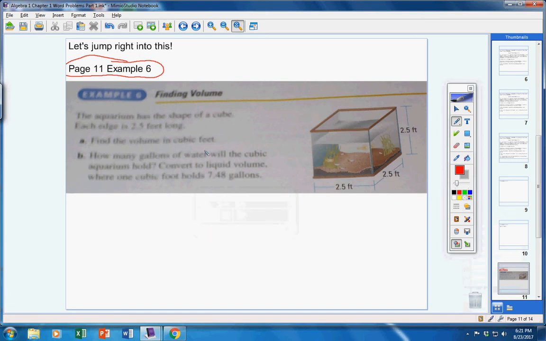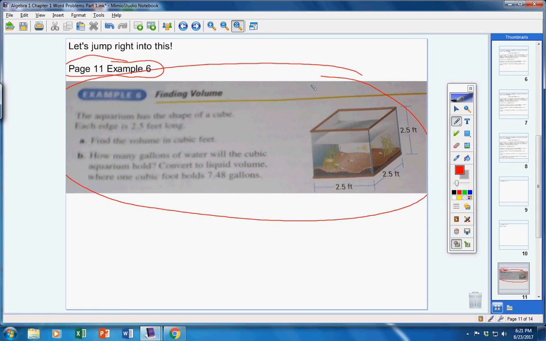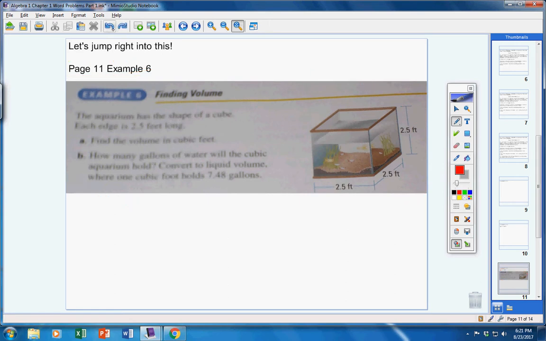And then you can follow along while you are looking at the problem there in your book, okay? However, if you choose to copy this down, that's up to you, that's fine. I just think it takes too much time to do that, alright? So here we go. We have an aquarium. It's a cube, a perfect cube, which means the length and the width and the height are all the same, okay? 2.5 feet by 2.5 feet by 2.5 feet. So we have a cube, okay?